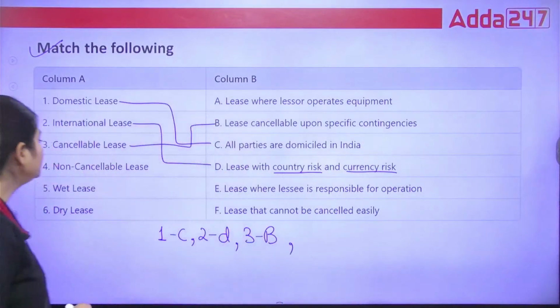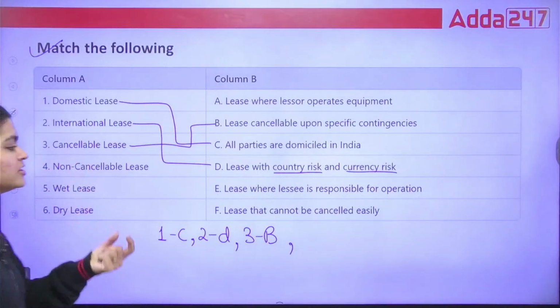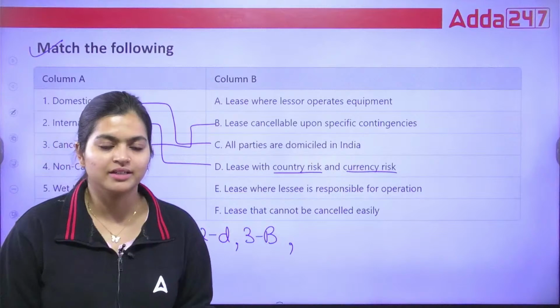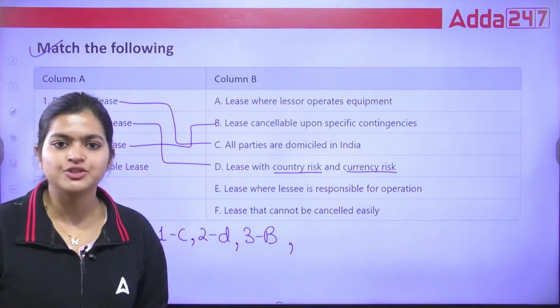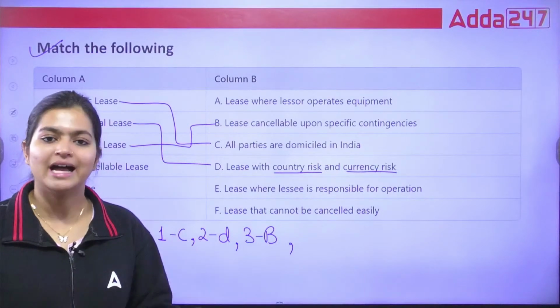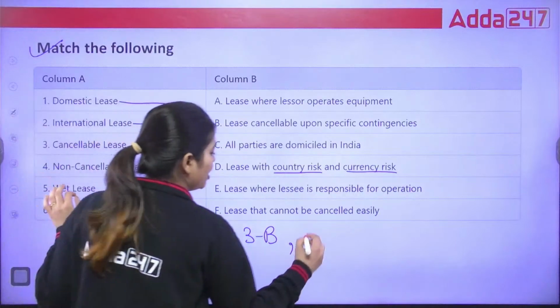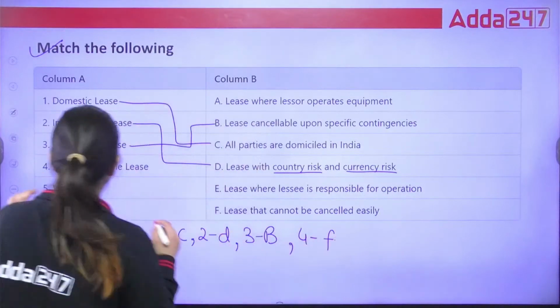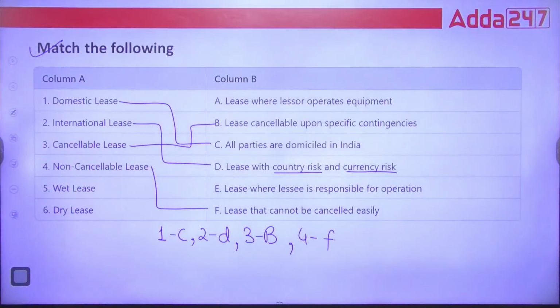Okay, for the fourth, non-cancelable lease. As the name says, non-cancelable means you cannot cancel it easily. There are a few restrictions, a few terms and conditions that you need to comply with if you want to cancel it. So for your non-cancelable lease, your correct answer will be 4F.